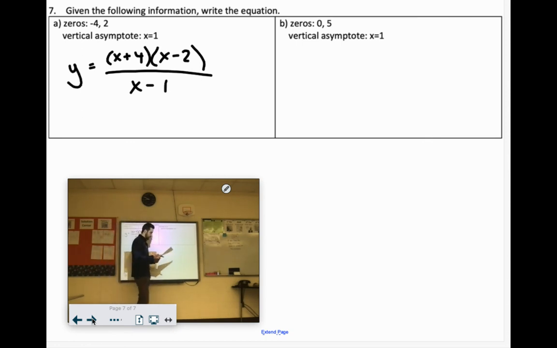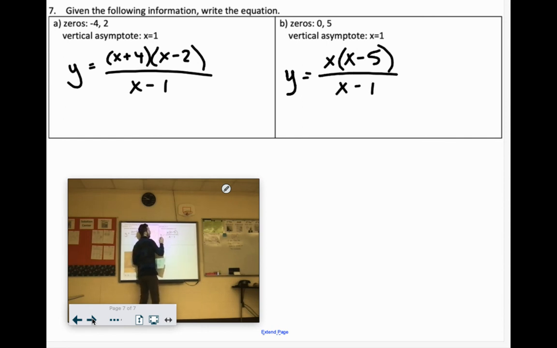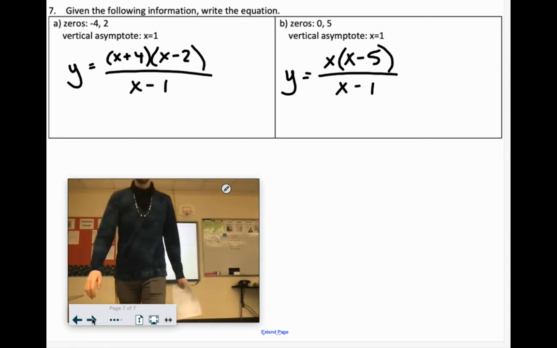Do we have to say anything else then? All right, here we have zeros at 0 and 5. So that would look like x times x minus 5. There's a vertical asymptote at positive 1. That would be x minus 1 over there. We did it with 10 seconds to spare. Well done.